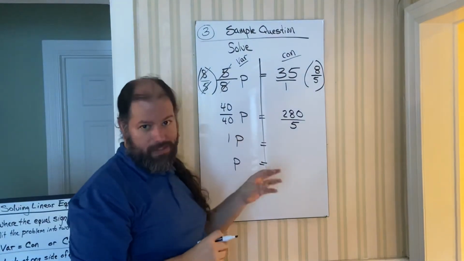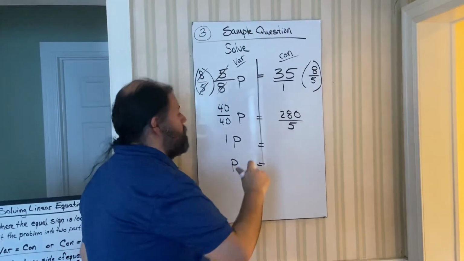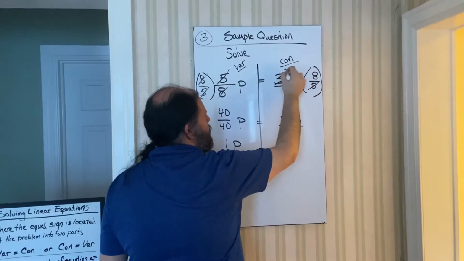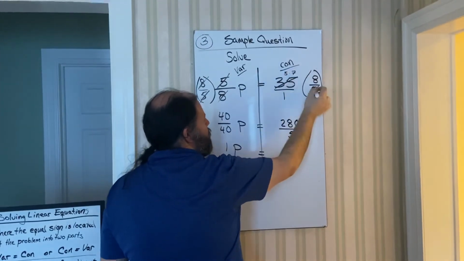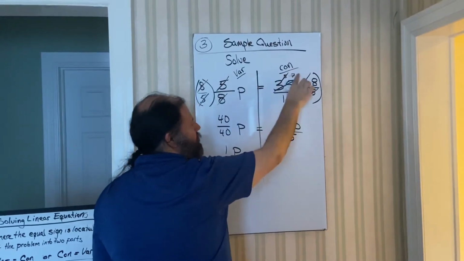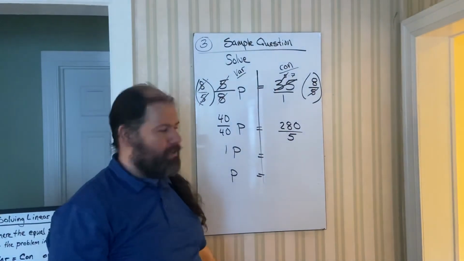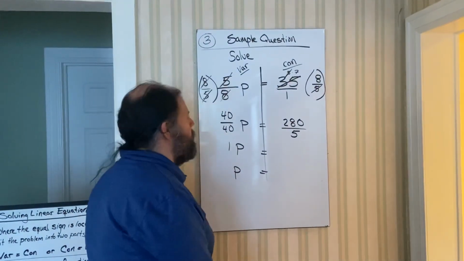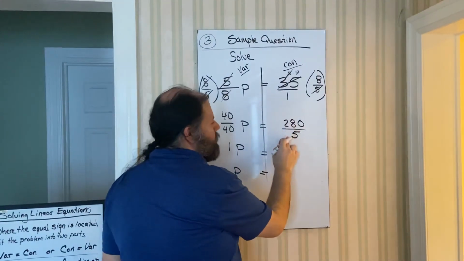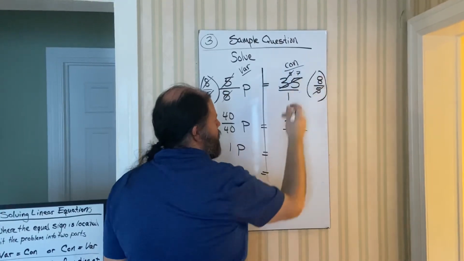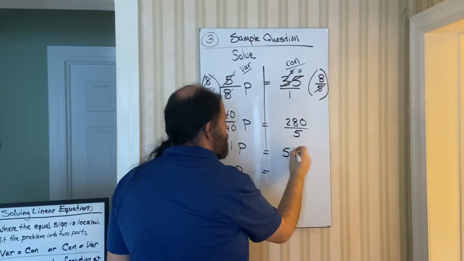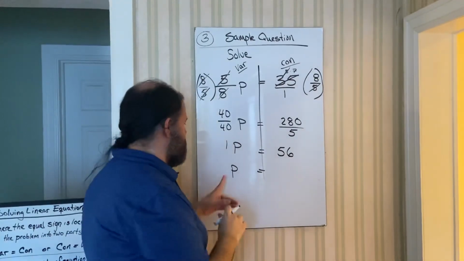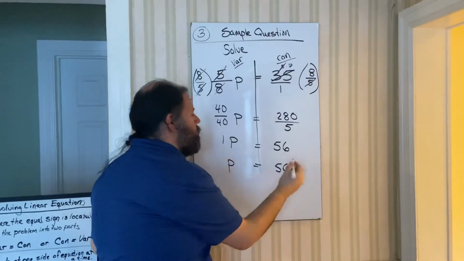Some of you are my cross-cancelers. My cross-canceling people would have said, well, I know 5 can go into 35, because that's 5 times 7. So a 5 here and a 5 here cancel out to be 7. So some people are my cross-cancelers, and others will just use the calculator. 280 divided by 5, or 7 times 8, is going to be 56. So P will equal 56.